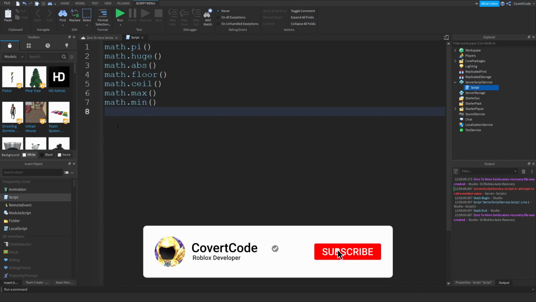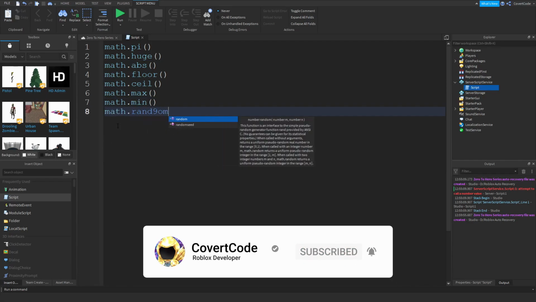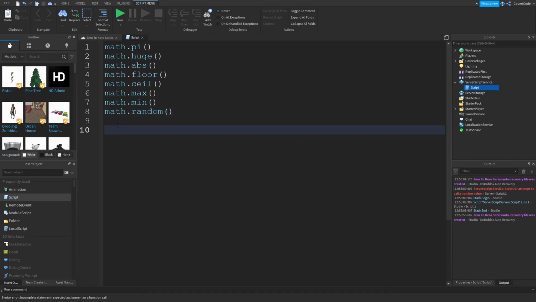Now, this is my personal favorite, okay? Math.random. Now, this will just give you a random number from the minimum integer that you gave it to the maximum integer, okay? So if I were to say math.random from 1 to 100, this is the minimum integer and this is the maximum integer, aka number. This would give me a random number between 1 and 100. And obviously you could mess around with the numbers, but that's what that does.